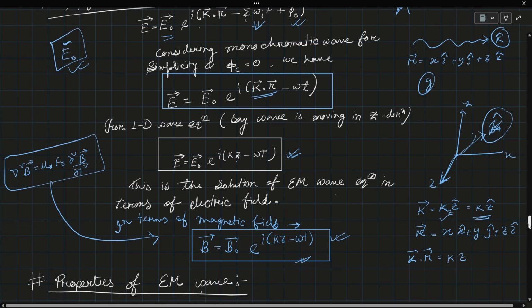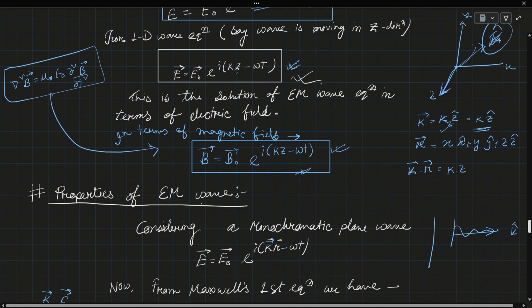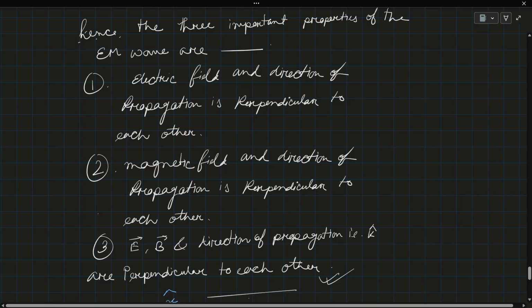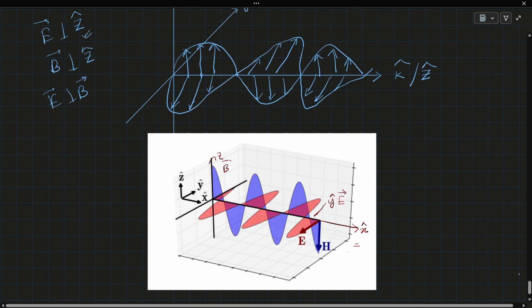And from that wave equation, we learned three important properties of the electromagnetic wave. The electric field and the direction of propagation are perpendicular to each other, the magnetic field and the direction of propagation are perpendicular to each other, and the electric field, magnetic field, and direction of propagation are all perpendicular to each other. And this is your visual explanation.